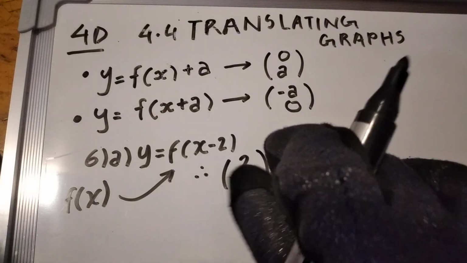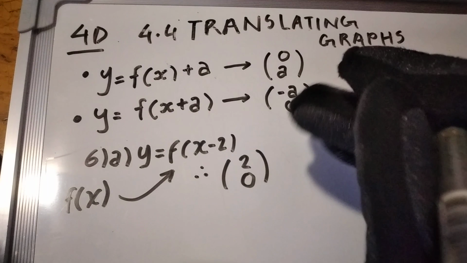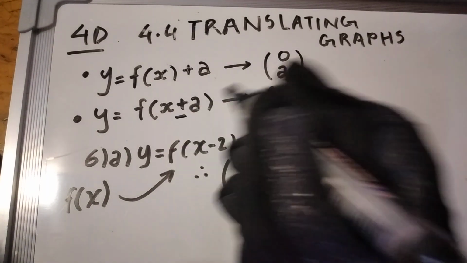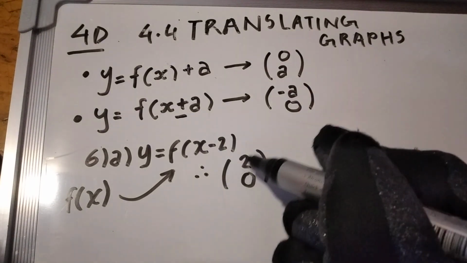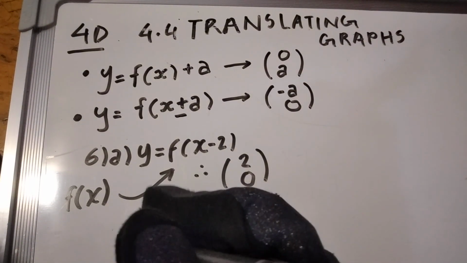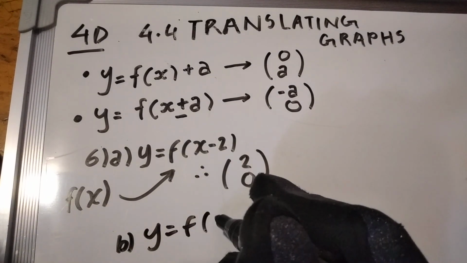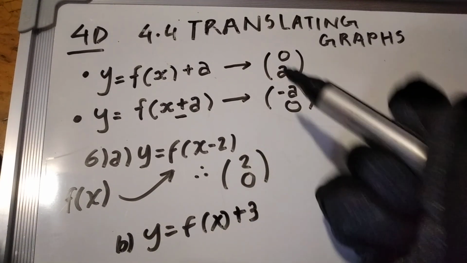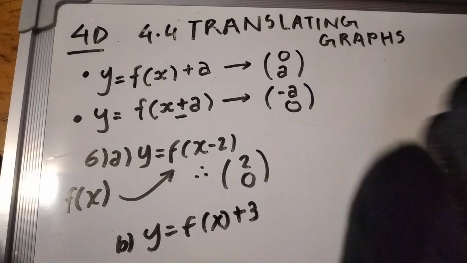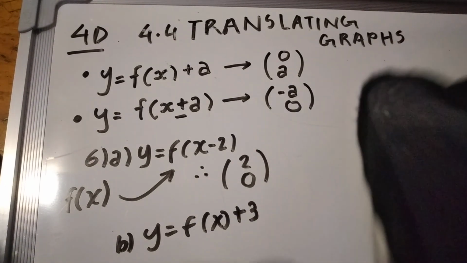As we know, the y value will not be changed in this format. When the a, which is minus 2, is inside the bracket, and we can see here it was plus a, so here we got minus a. So if there is minus 2, it will be positive 2. Let's move to part B. Part B asks for when it is translated to y equals f(x) plus 3. Now you see this is following the format number 1, right? So we can understand easily that there is a change in the y value when it's translated and there is no change in the x value.